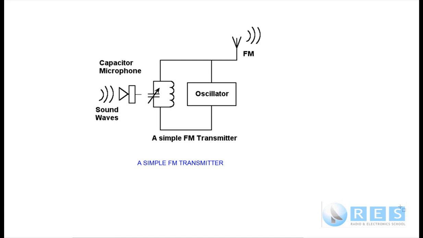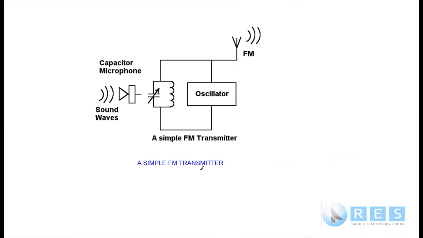Okay, let's have a look at how easy it is to make a frequency modulated signal. Right, let's look at this simple FM transmitter. What we have is an oscillator, and the frequency of operation of this oscillator is determined by this LC circuit. Suppose we could change the resonant frequency of that LC circuit with our voice.